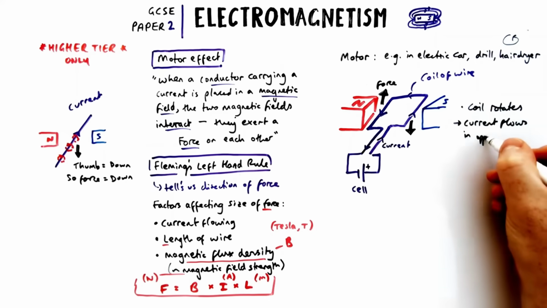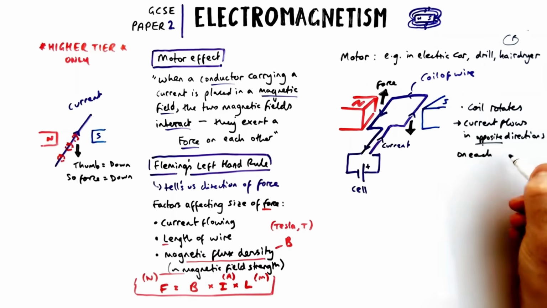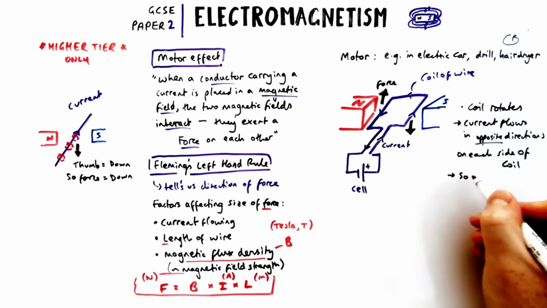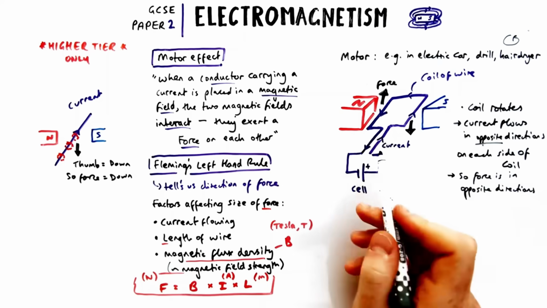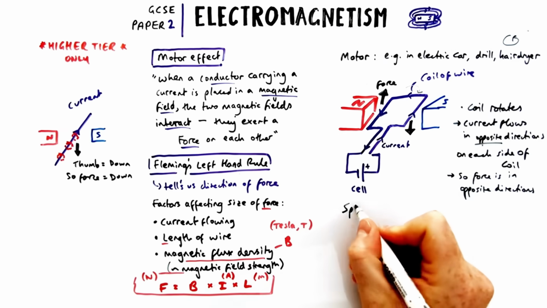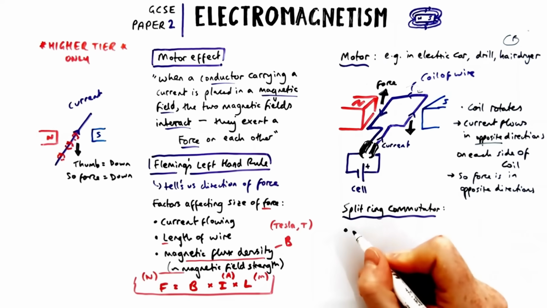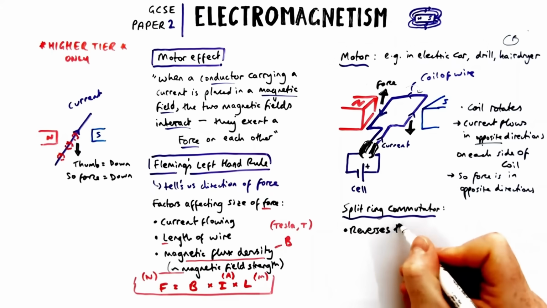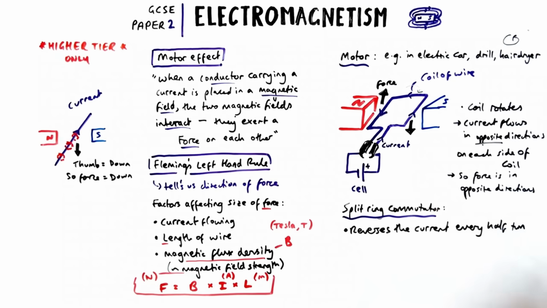If you're asked a question about it, you'd say current is flowing in opposite directions on each side of the coil, so the force is in opposite directions. And you probably want to explain the motor effect as well, depending on how many marks the question's worth. Now, some of you might notice there's a problem with this. At the minute, if this coil was to rotate, it would just rotate half a turn and then go back. That's why we need something called a split ring commutator to help us. The split ring commutator reverses the current every half turn, so it allows the coil to turn continuously.